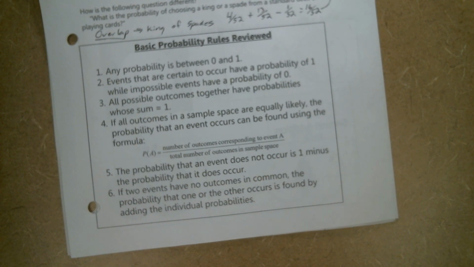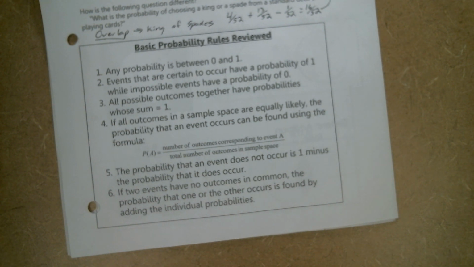All possible outcomes together have probabilities whose sum is 1. So if you look at every single possibility, those probabilities have to sum to 1 because you've accounted for every option. So they have no choice but to sum to 1 because otherwise you're missing something. There's a scenario you haven't considered.